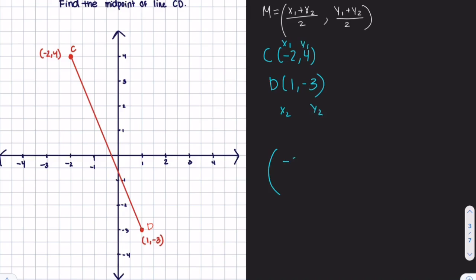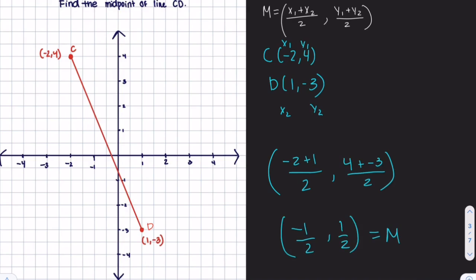So -2 plus 1 divided by 2, 4 plus -3 divided by 2. -2 plus 1 is -1 over 2. 4 plus -3 is 1 divided by 2. So here you have the midpoint.